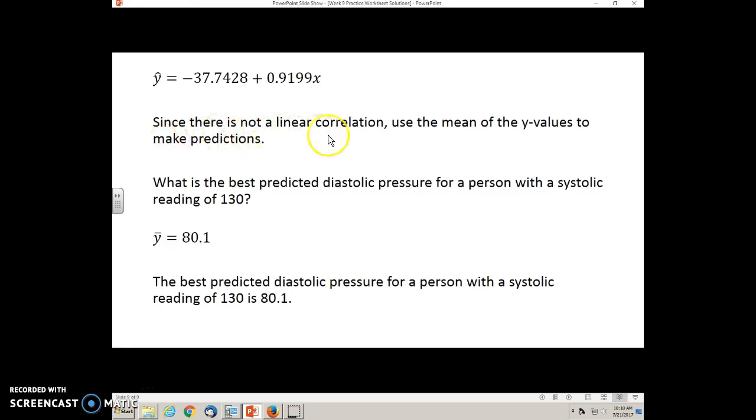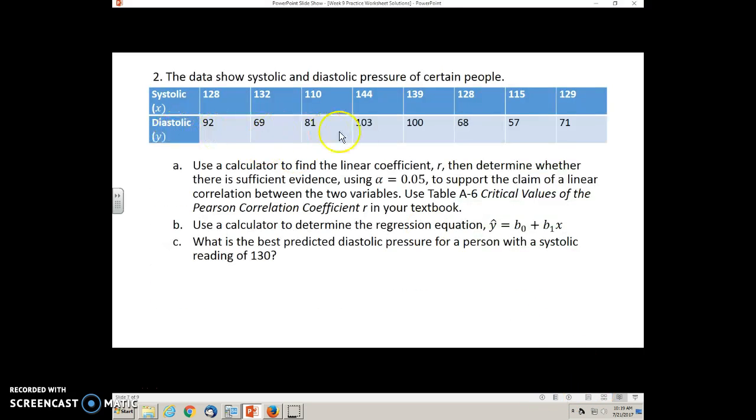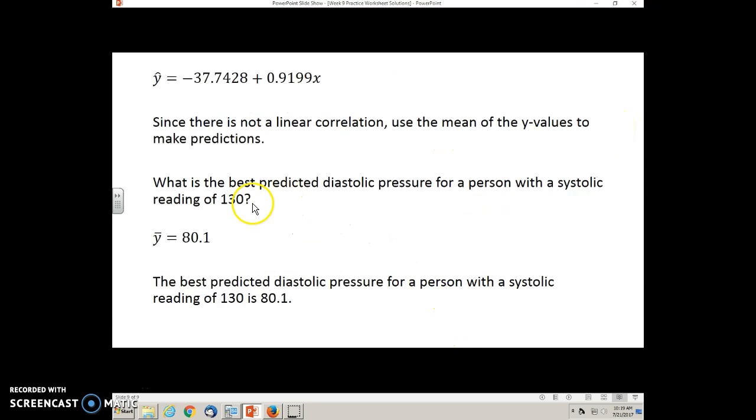And since there is not a linear correlation, we use the mean of the y values to make predictions. So we go back to our table, and we take these y values, we add them up and divide by 8 to calculate the mean. The mean is exactly 80.125, I believe. So the mean, rounded to 1 decimal place, is 80.1. And the best predicted diastolic pressure for a person with a systolic reading of 130 is 80.1.